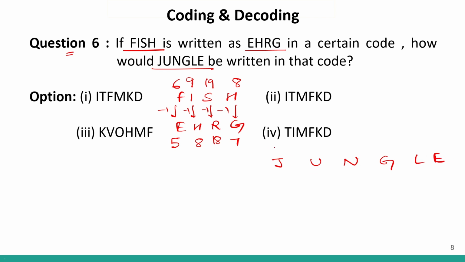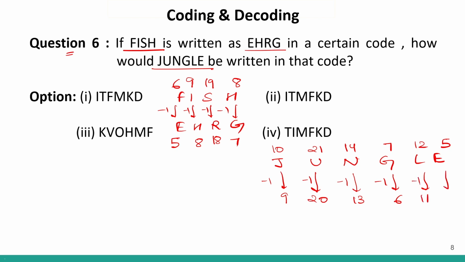If I give them forward ranks, J is 10. Correct? U is 21, N is 14. G is 7, L is 12 and E is 5. Now I will move 1 position backwards, so I'll get 9. Here also 1 position backwards, I'll get 20. Here also if I move 1 position backwards, I'll get 13. Here also I'll get 6. I'll get 11. And here also if I move 1 position backward, I'll get 4.